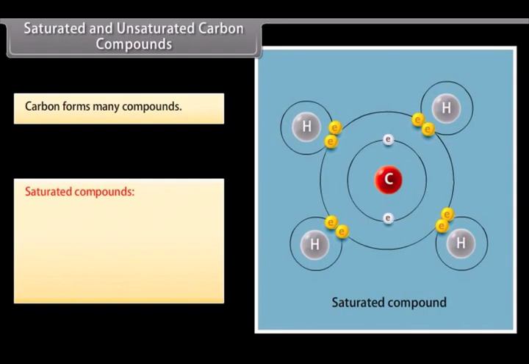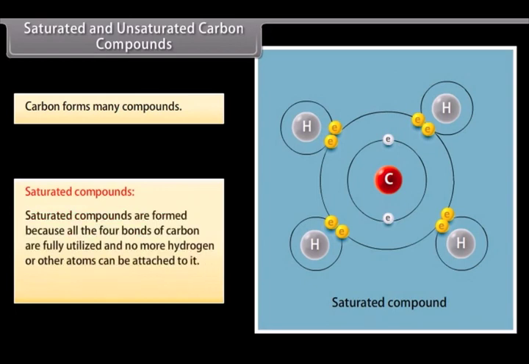Saturated compounds. The carbon and hydrogen compounds, where the adjacent carbon atoms contain only one single covalent bond, are known as saturated hydrocarbons. The reason for the formation of saturated hydrocarbons is because all the 4 bonds of carbon are fully utilized and no more hydrogen or other atoms can be attached to it. These are known as alkanes.